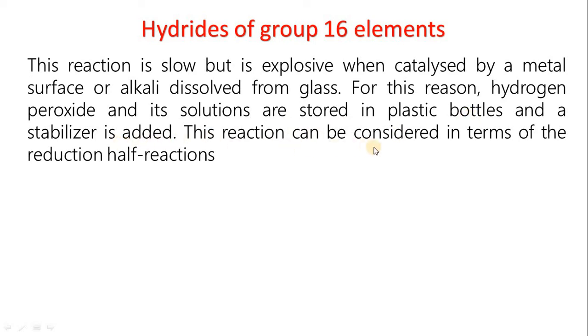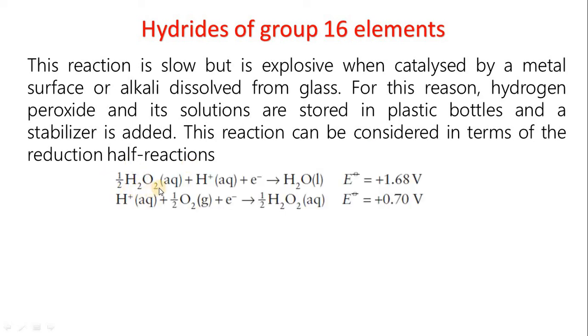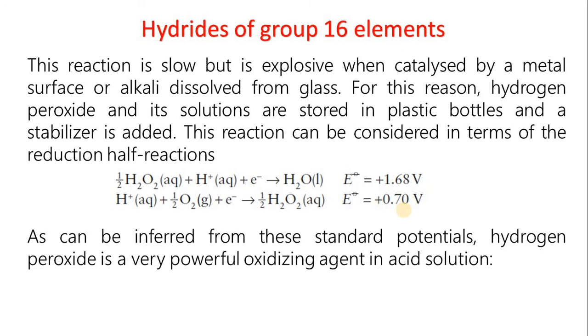The reaction can be considered in terms of the reduction half reactions: half molecule of H2O2 aqueous in the presence of H plus, this is the catalyst, and electron, gives water, H2O liquid, and the E naught is plus 1.68 volt. The plus sign indicates the reaction will go in the forward direction. And the H plus aqueous combined with the oxygen in the presence of electron will produce the half H2O2 aqueous, and the E naught value is again plus 0.7 volt. So both the reactions are feasible in the forward direction.